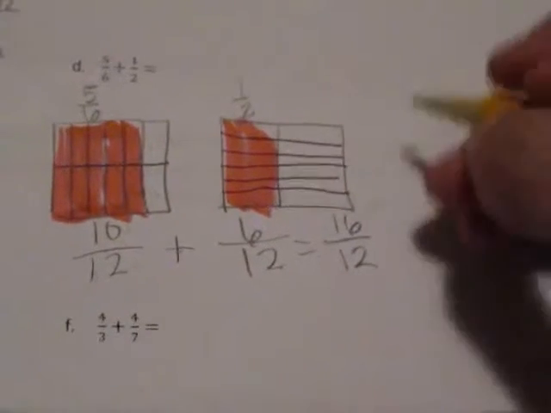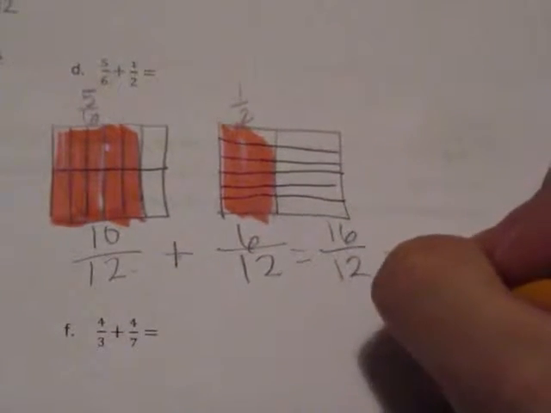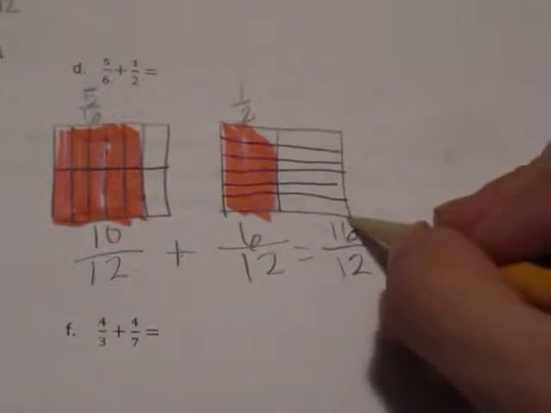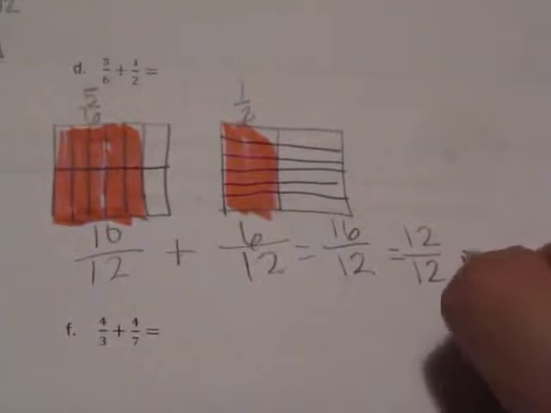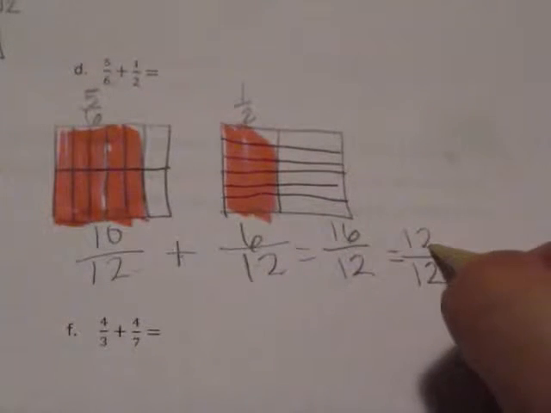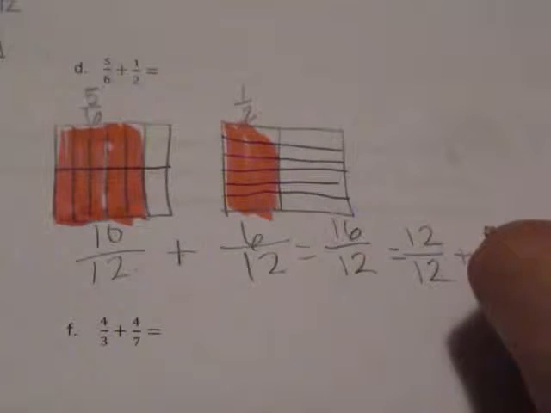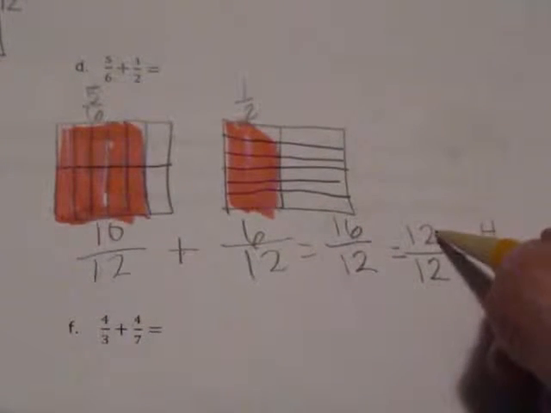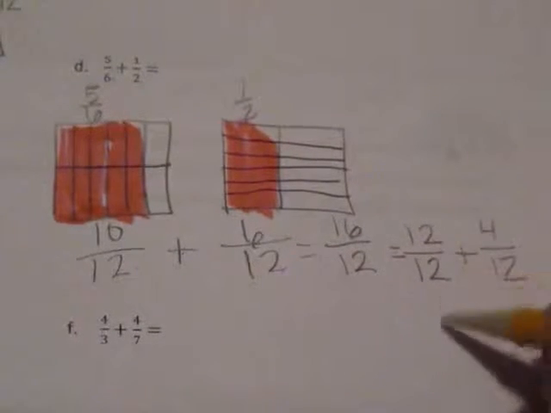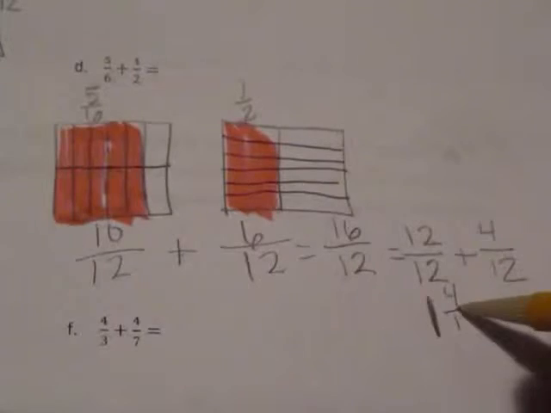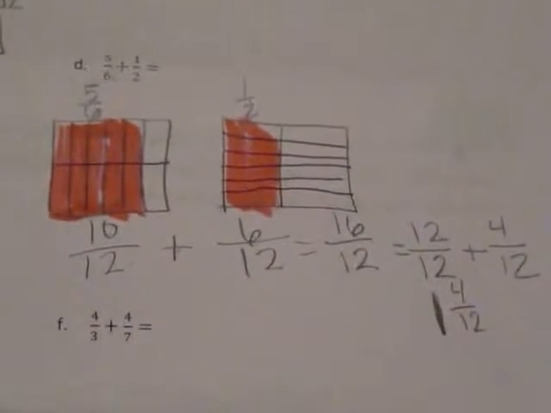How many twelfths do I need to make one whole? Well, I need 12 twelfths. But how many do I have left over? Because I need for it to be 16 twelfths. In order for it to be 16 twelfths, it's 12 twelfths plus 4 twelfths. And that would give me my 16 twelfths. Now I have 12 twelfths, which equals 1 whole. I have 1 whole. I have 4 twelfths left over.